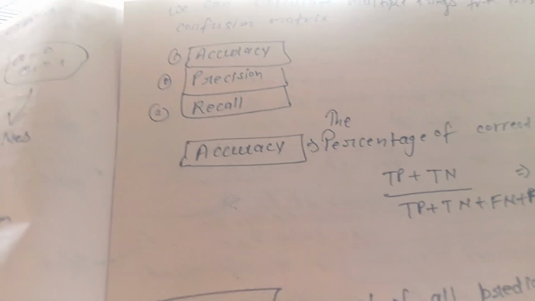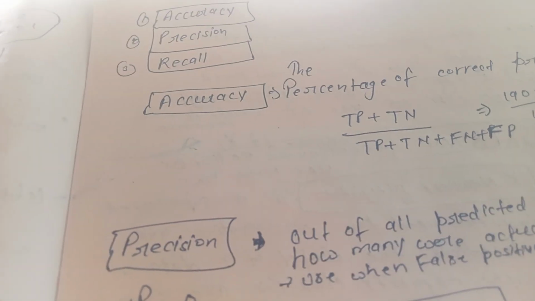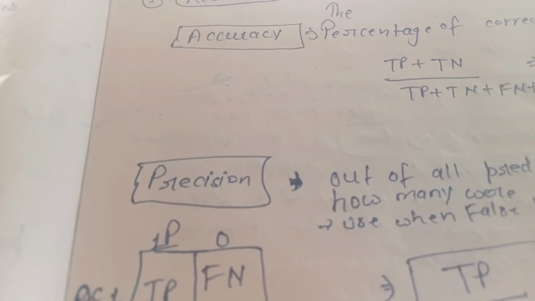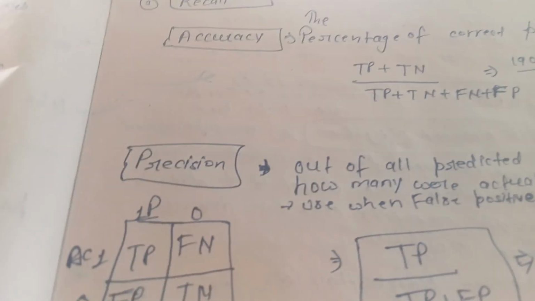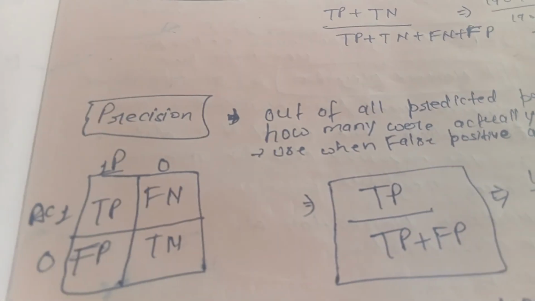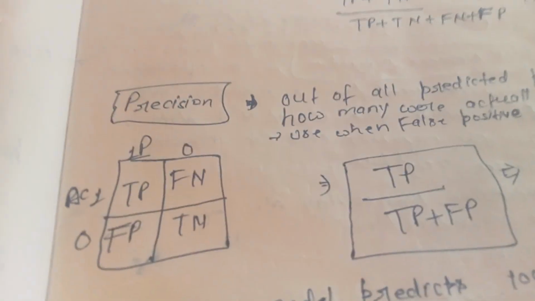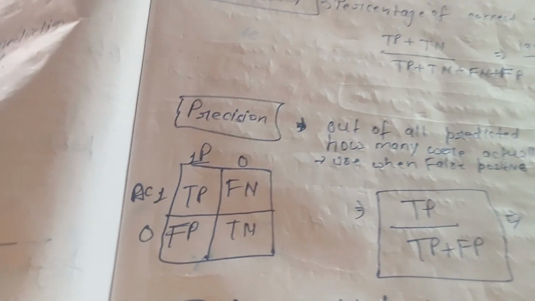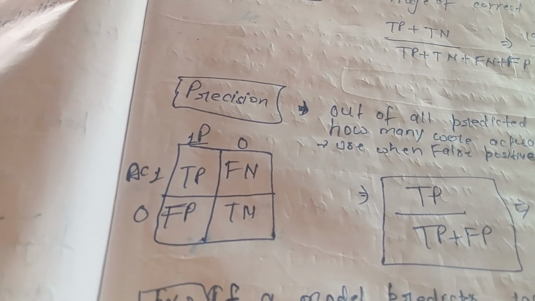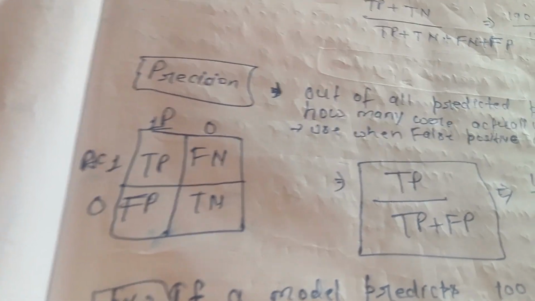So accuracy is the percentage of correct predictions. True positive plus true negative, divided by true positive, true negative, false negative, false positive. Accuracy is 92%. And what is precision? Precision is out of all predicted positive, how many were actually positive? Use when false positives are costly.